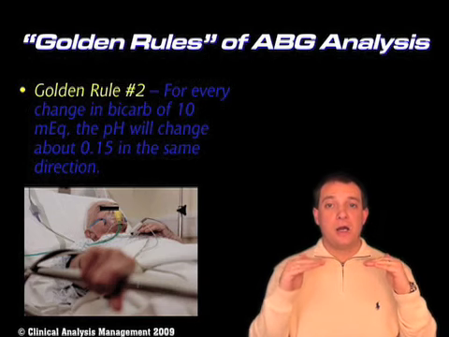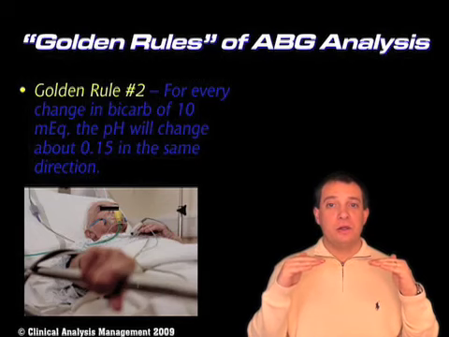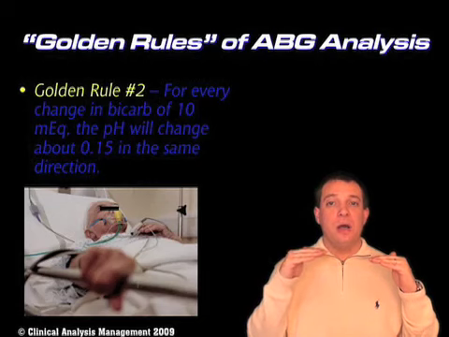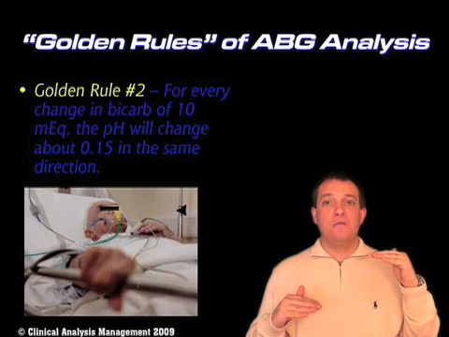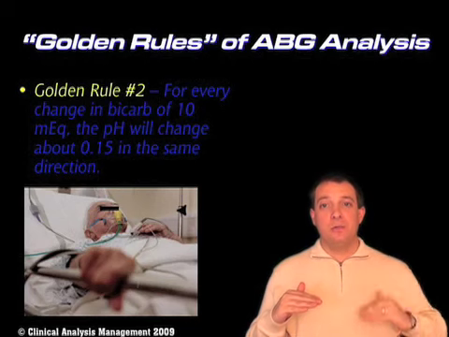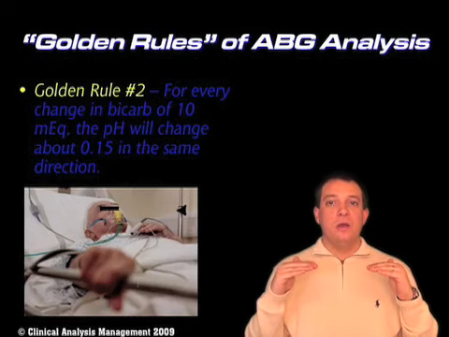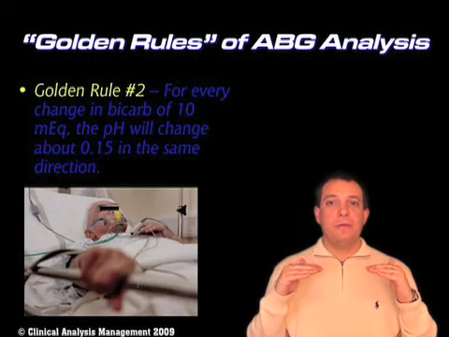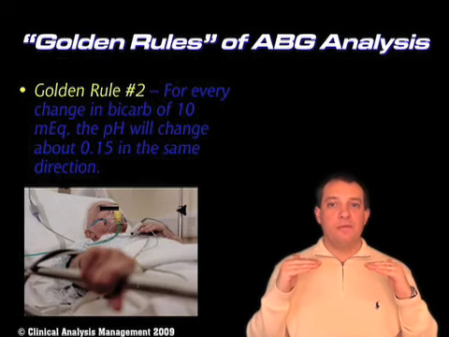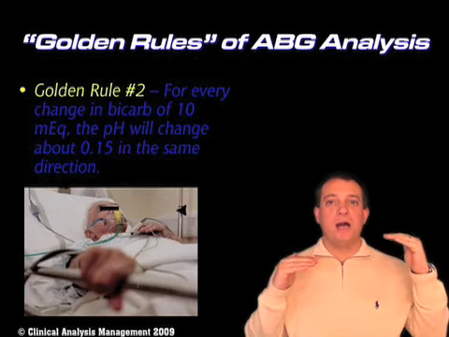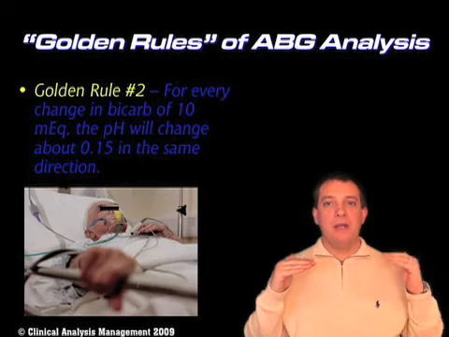So if I've got a perfect bicarb of 24 and a perfect pH of 7.4, and I get metabolic acidosis and my bicarb drops from a perfect 24 down to 14, I would expect to see that my pH would go from about 7.4 to about 7.25. Conversely, if I give the patient a bunch of bicarb who's got a perfect bicarb already, and they go from a bicarb of 24 to a bicarb of 34, I would expect their pH to go from 7.4 to about 7.55. So for every 10 change in the bicarb, I should see the pH change about 0.15 in the same direction.